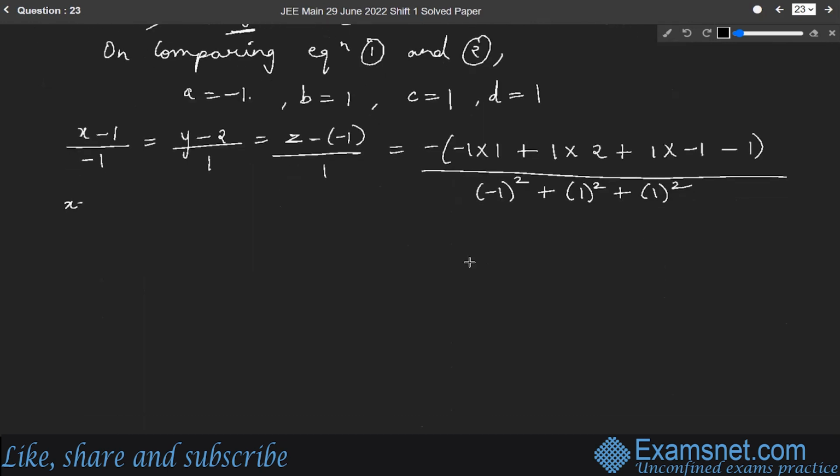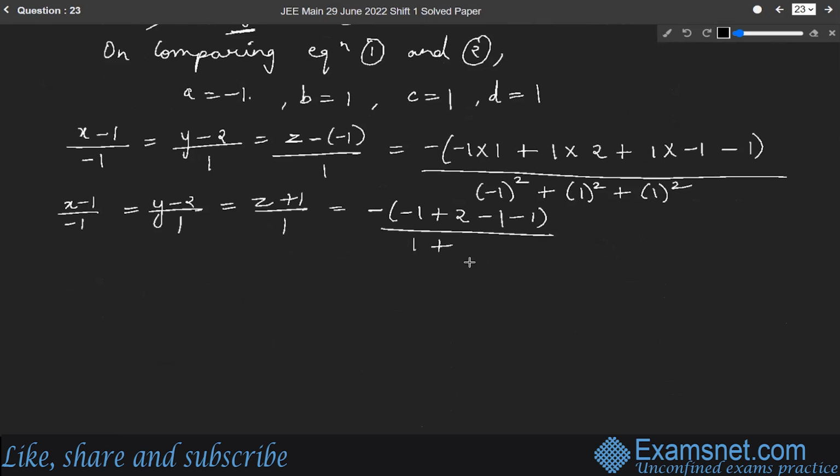So it will be equal to (x minus 1) divided by minus 1 is equal to (y minus 2) divided by 1 is equal to (z plus 1) divided by 1. This minus and minus will be plus here. Now this will be equal to minus of minus 1 into 1 is minus 1, plus 1 into 2 is 2, plus 1 into minus 1 will be minus 1, and at last there is minus 1, divided by minus 1 square is 1, plus 1 square is 1, again 1 square is 1.